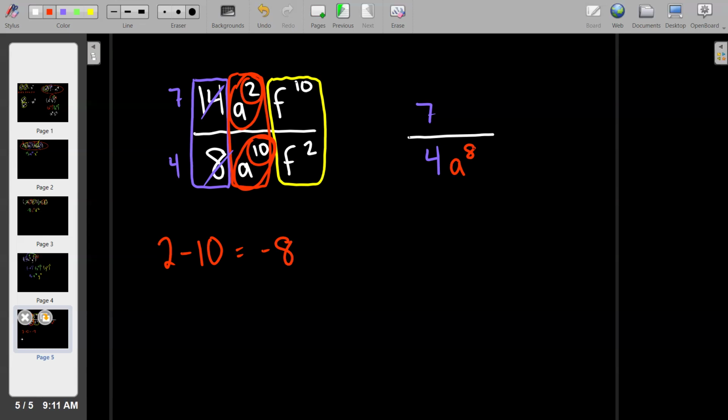And then I'm going to do the same thing with the yellows. I'm going to do it in the reverse order. I chose these numbers on purpose. 10 minus 2 is what? 8. And this time it is positive 8. So we're going to take f to the power of 8, but we're going to put it on top like this. Got that?